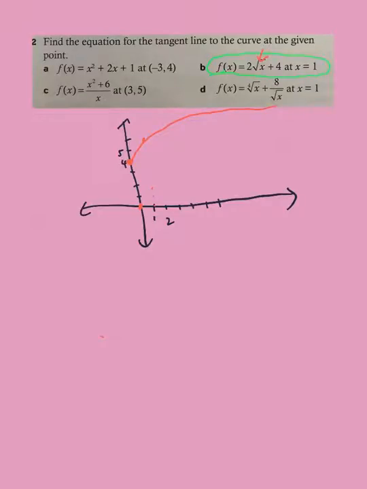So I'm asked to find the tangent where x is equal to 1. I know that when x is equal to 1, y is equal to 6, so somewhere like that. So it's a positive tangent. Let's see how we go about this.